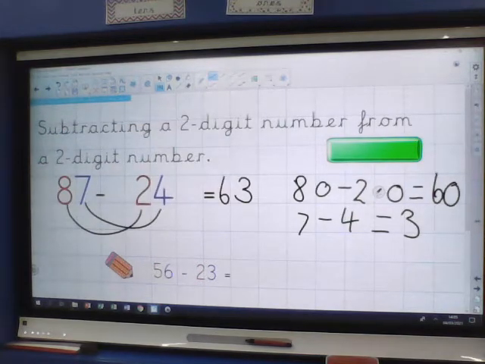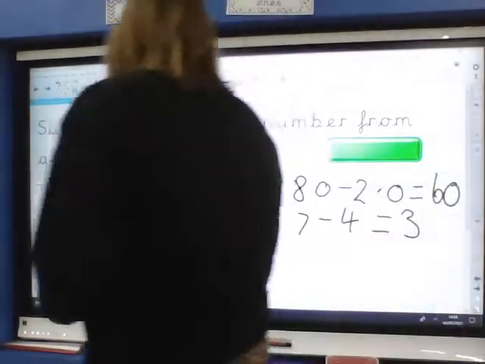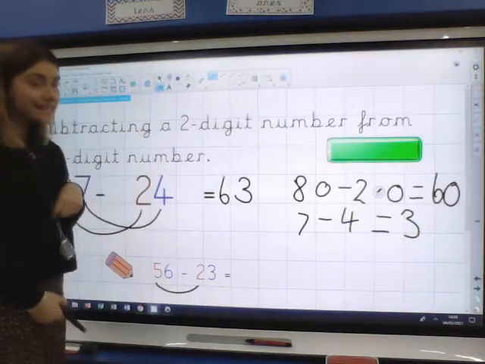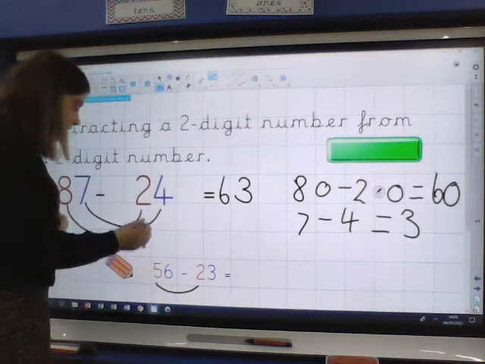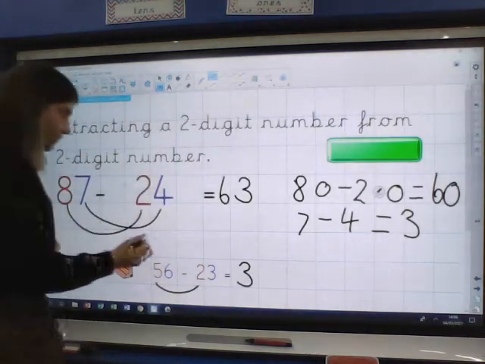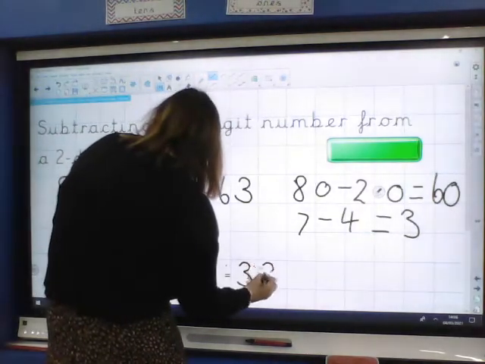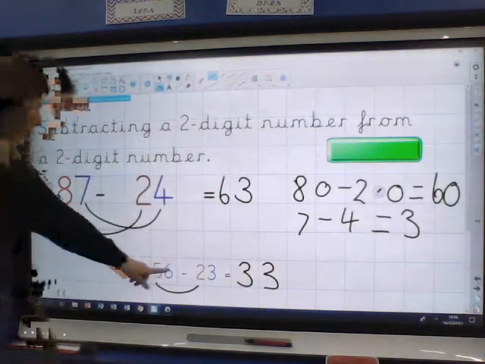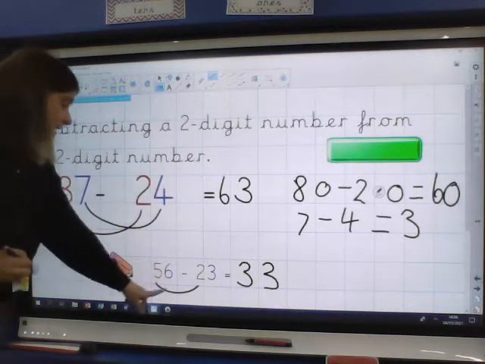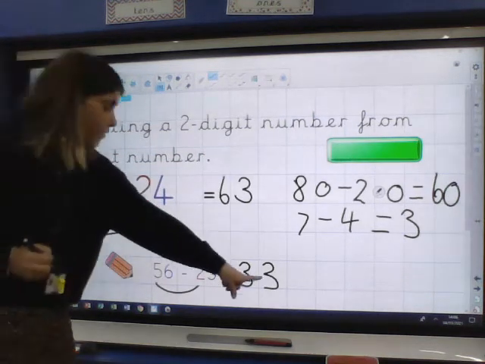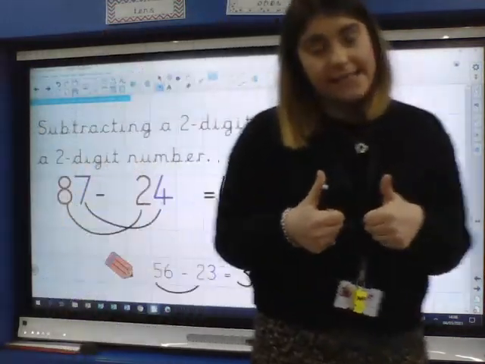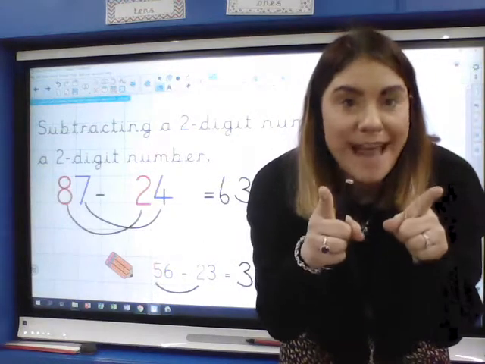Okay, so how did you get on with 56 subtract 23? So 50 take away 20 is, have you got it written down? Shout it out. 30. 6 take away 3 is 3. So we should have got 33. 5 take away 2 is 3. So 50 take away 20 is 30. 6 subtract 3 is 3. My answer is 33.